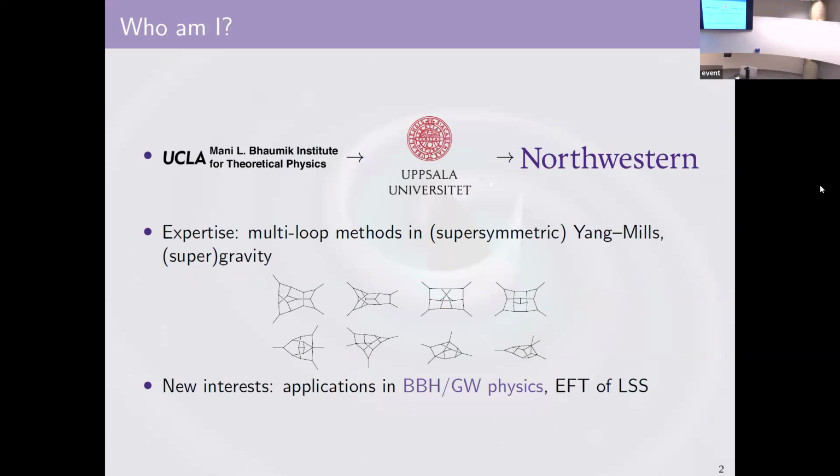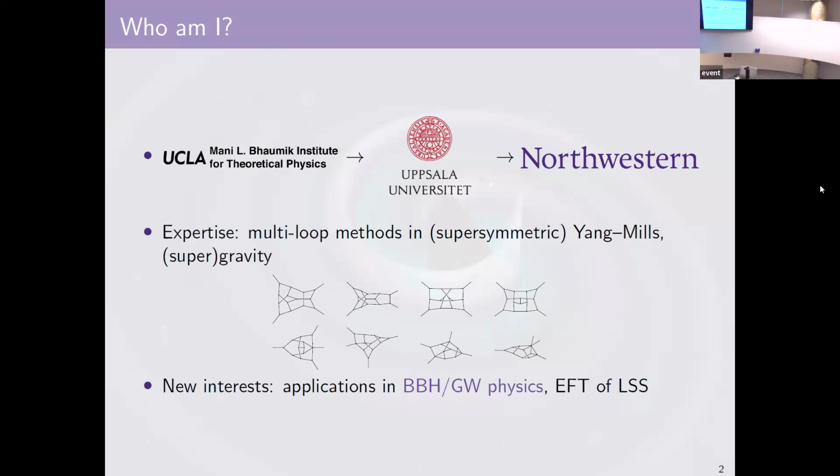Since this is a very new group of people that I'm talking to, I like to do an introduction slide for myself. I'm Alex. I did my PhD at UCLA, first postdoc at Uppsala University, and I'm currently at Northwestern. My experience is primarily in particle physics, and formal particle physics at that, with lots of multi-loop stuff in supersymmetric Yang-Mills and supergravity. If anyone besides Ricardo and maybe Rogerio knows the connection between these three places, you get bonus points.